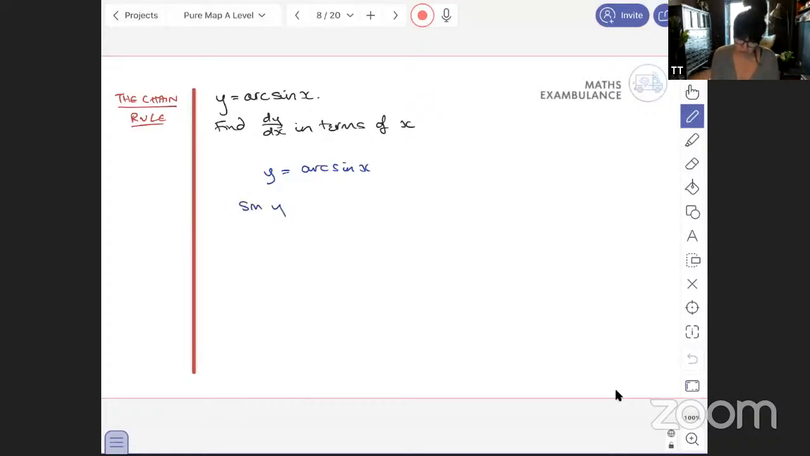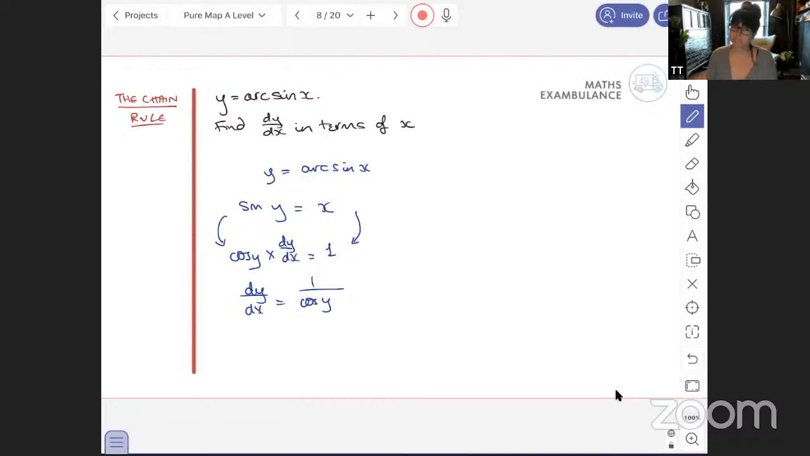So let's do sine to both sides. Now let's differentiate both sides with respect to x. On this side, x differentiated with respect to x is 1. On this side, chain rule in our heads, implicit differentiation. Derivative of sine is cos. Then you multiply by the derivative of the inside. Let's make it dy by dx equals.